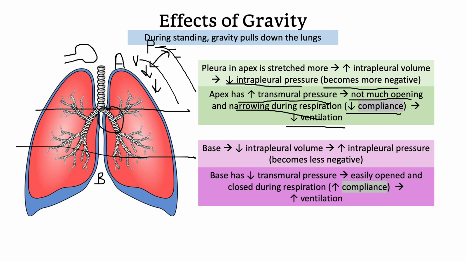So when there's decreased distensibility, meaning there's already air inside the alveoli, the new air that comes in will not go to the alveoli in the apex, because the alveoli in the apex already have air inside. Okay, so now we look at the base.